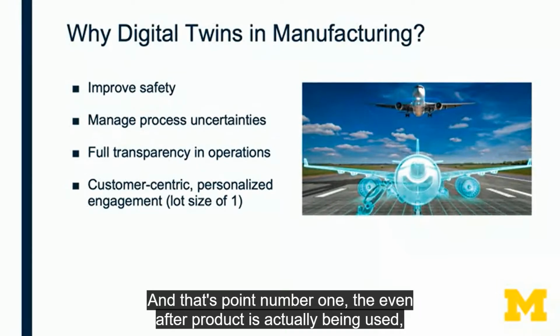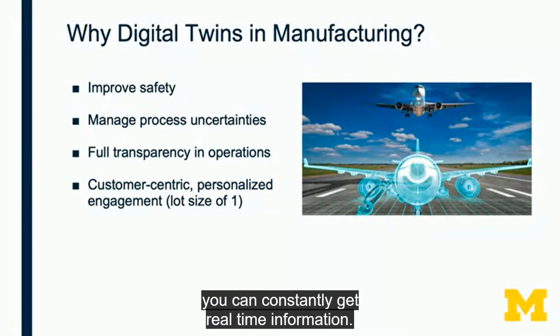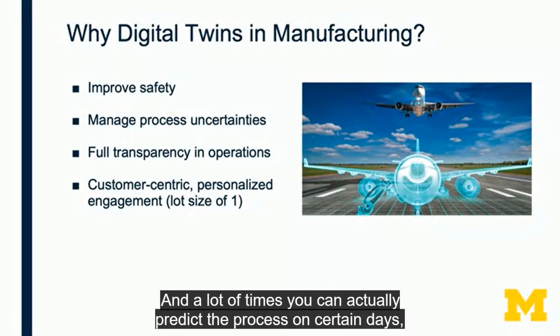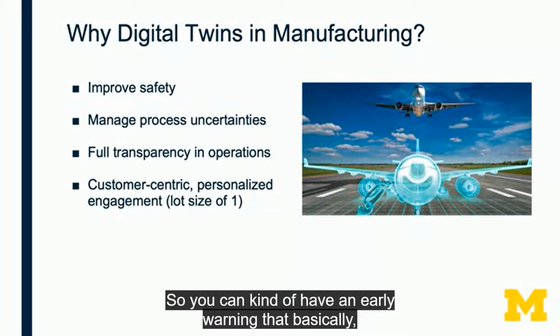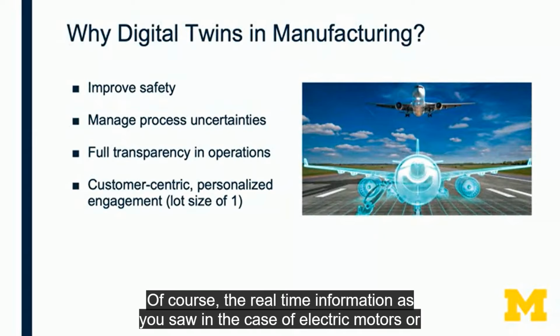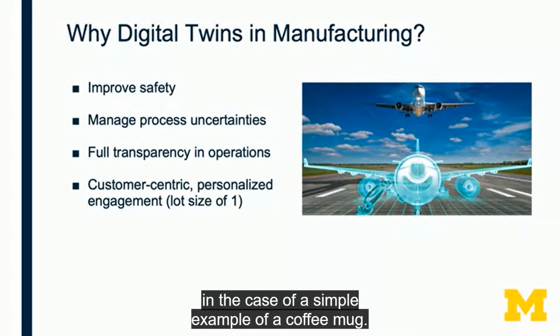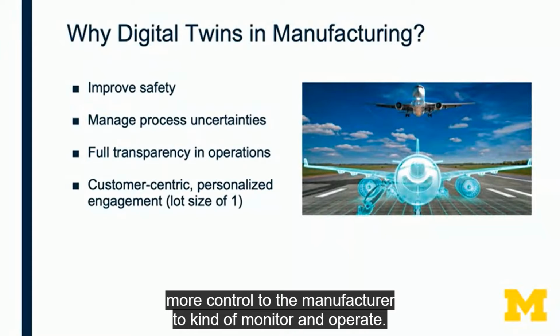Even if the physical product is being manufactured and delivered to customers and being used, you can constantly get real-time information. A lot of times you can predict the process uncertainties, and you can predict any deviation in process and product performance. So you can have an early warning that both helps manage uncertainties and also helps improve safety. Of course, the real-time information, as you saw in the case of electric motors or in the simple example of a coffee mug, gives full transparency in operations, which gives a lot more control to the manufacturer to monitor and operate.